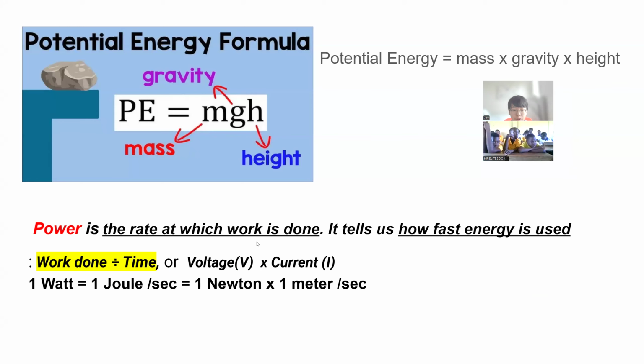Power is the rate at which work is done, and it tells us how fast energy is used. Because it's a rate, you divide work done over time. So work divided by time is power. That is also written as voltage times current, which is watts. That's just joules per second. That is the unit of power. It is how fast energy is used.